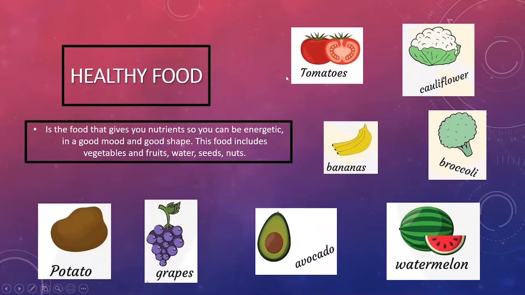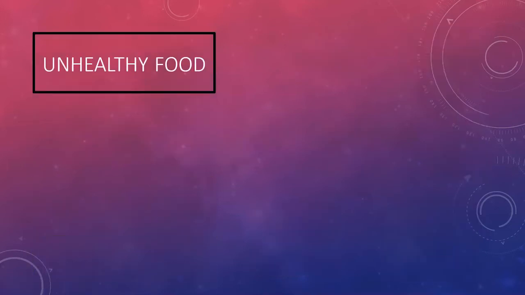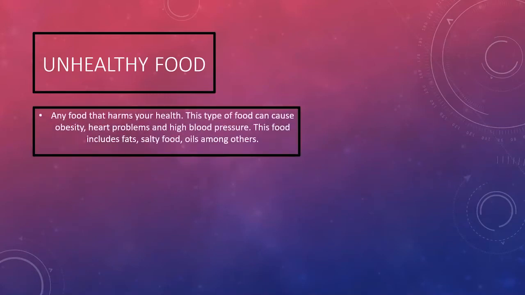Okay, on the other hand, we have unhealthy food. Okay, so unhealthy food is any food that harms your health. Okay, cualquier comida que dañe o perjudique tu salud. Okay, this type of food can cause obesity, heart problems, and high blood pressure. Este tipo de comida puede causar obesidad, problemas al corazón, problemas de presión alta.